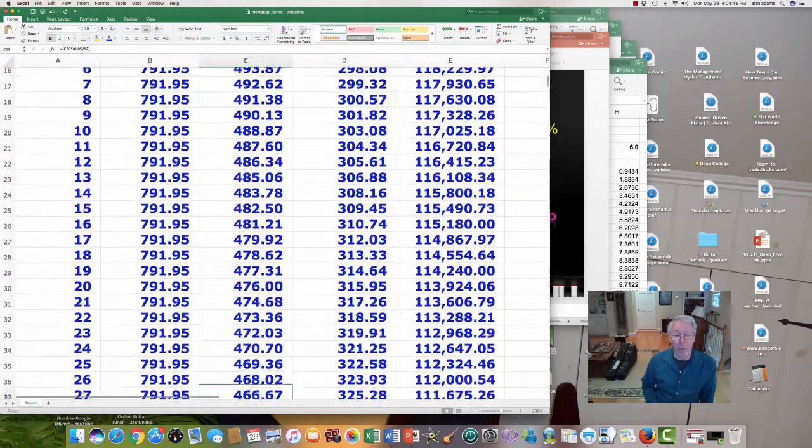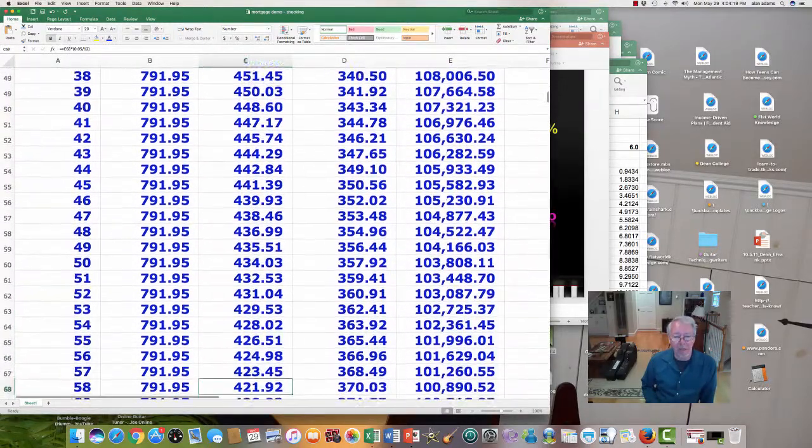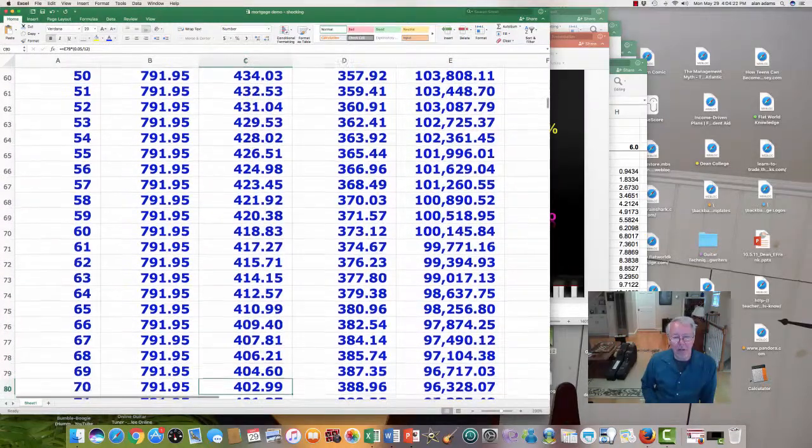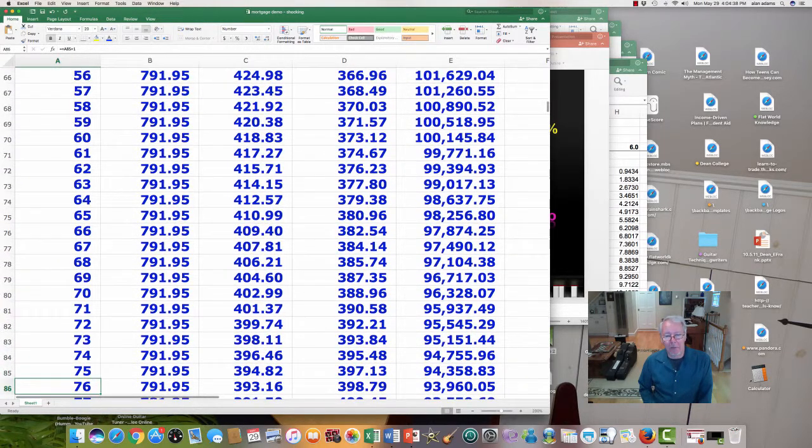And at some point way down here, look how slowly that's dropping. Some point way down here, the two payments are going to cross. It looks like it happens around 70 payments, about 5 or 6 years out. More like 6, 6.5 years. The payments cross, and all of a sudden you're paying more principal than you are interest.